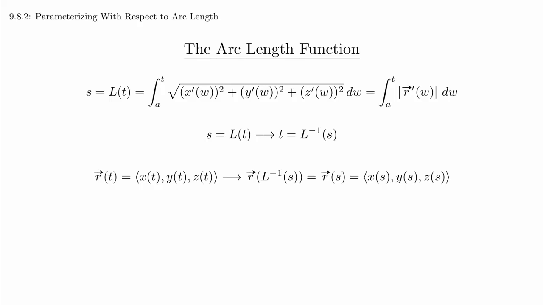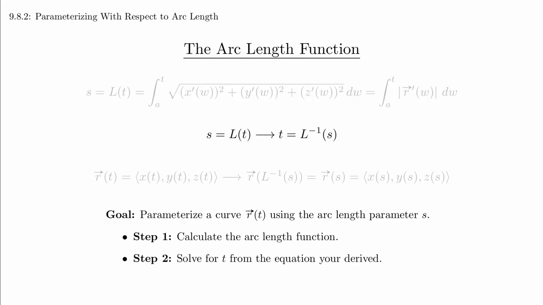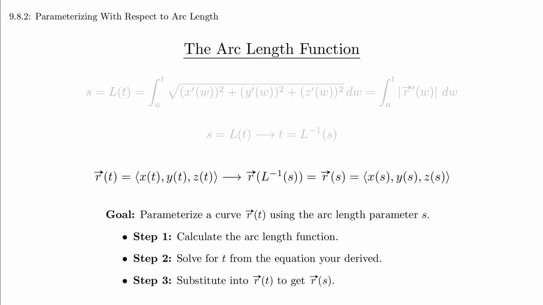Those last steps are often confusing in the abstract, so we will outline a computational process and do a quick example. The goal is to parameterize a curve by its arc length given some parameterization using a generic variable t. The first step is to calculate the arc length function. This will give you an equation of the form s equals something in terms of t. The next step is to solve for t from this function so that you end up with the equation of the form t equals something in terms of s. The last step is to just plug this into the original formulas so that your curve is parameterized with the variable s. These are the steps that we're going to follow in the upcoming example.